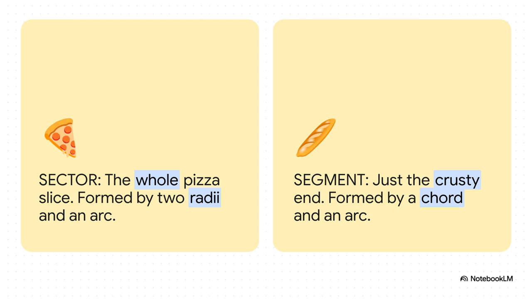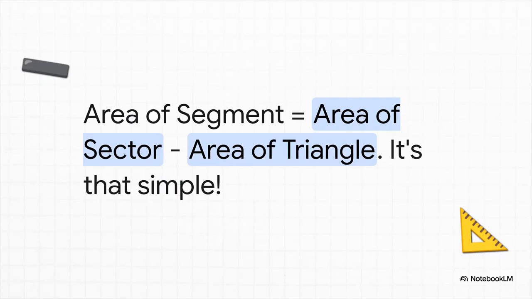A sector is the whole pizza slice, shaped like a V. A segment is just the crusty end, shaped like a D. So remember, sector is the slice, segment is the crust. Got it? Good. So how do you find the area of this crusty segment?